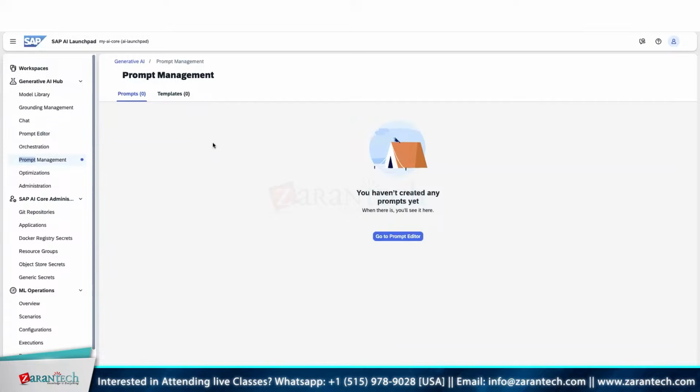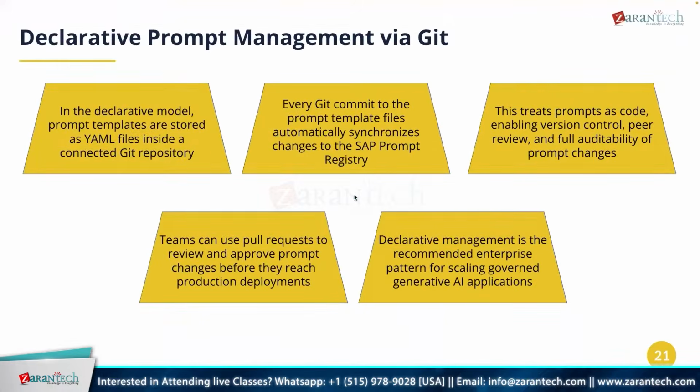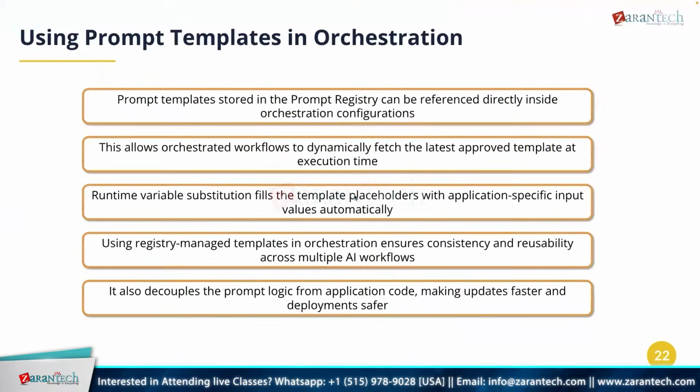Going back again to this one, declarative prompt management via Git is also happening there. So these are the different prompt templates in the orchestration. Just have a look at the screen, I'm holding for a minute. You can see a lot of templates are stored. It allows orchestration workflows, uses variable runtime substitutions across multiple workflows, and decouples the logic. So a lot of activities are there when you use prompt templates in the orchestration.